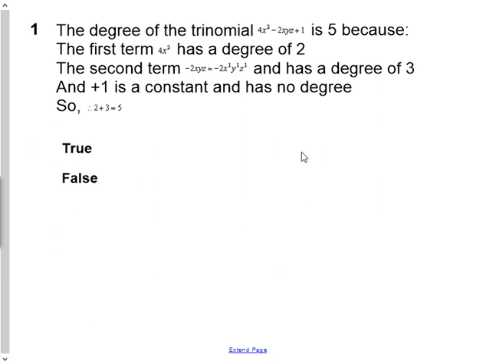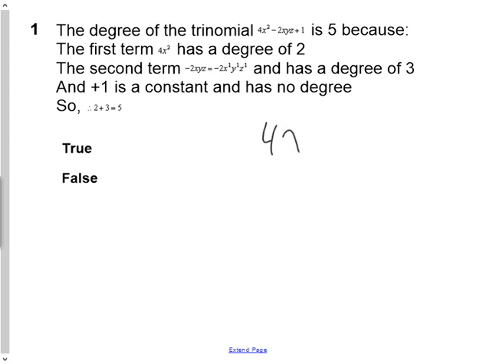So the first question is a true-false, and it says the degree of a trinomial, 4x squared minus 2xyz plus 1, is 5. Well, the first term is 4x squared. It has a degree of 2. The second term is negative 2xyz, which, of course, would be an exponent of 1 on the y, the z, and the x. And plus 1 doesn't have a degree. Now, remember, degrees of any term.